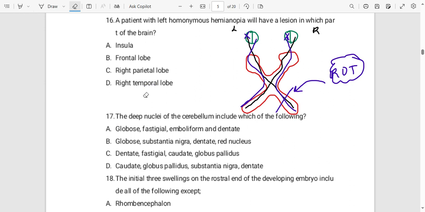There's also another doc who was saying something. Let me first hear from him. Anyone else, guys? Okay, it's the parietal lobe. That's where you're going to find this. So we can go to 17.